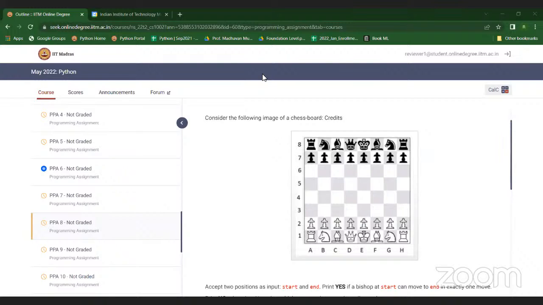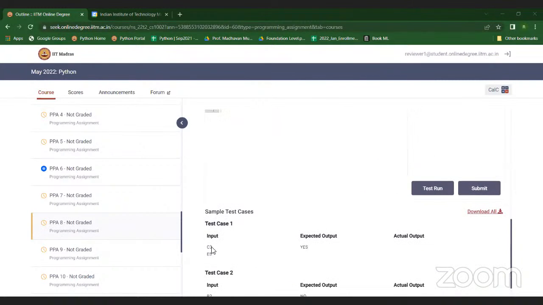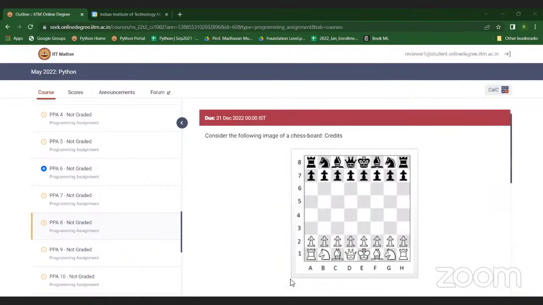Forget about 4 bishops, 5 bishops and all. Just assume that there is only one bishop. That bishop's position is given to you, and then there is an end position that is given. You need to just look at whether it can move from start to end or not. You need not compute all positions.